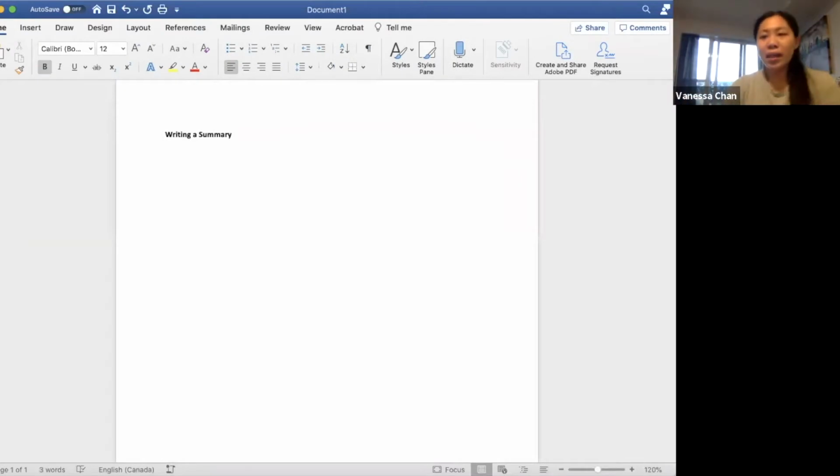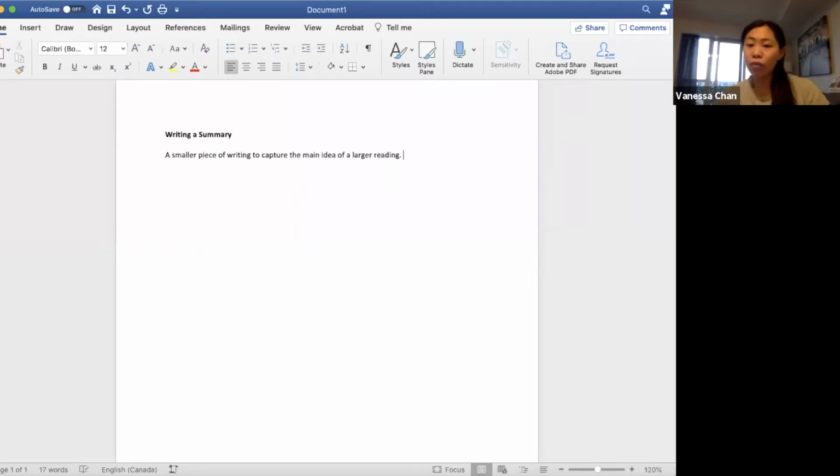So in a nutshell, a summary is just a shorter way of explaining a bigger piece of reading that you just read. So it's a smaller piece of writing to capture the main idea of a larger reading. So if you had a novel, for example, I can actually summarize the main plot in one page.